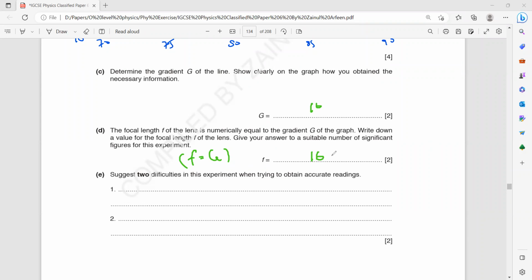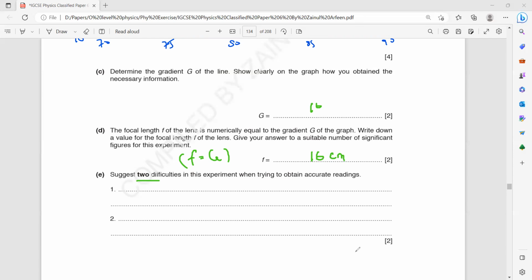But because it should have a unit: the SI unit of length is meter, but focal length, object distance and image distance are usually in centimeter. So this will be in centimeter. Then suggest a practical difficulty when you are carrying out this experiment. Like state 2 difficulties when we are carrying out this lens experiment. What are the practical difficulties?